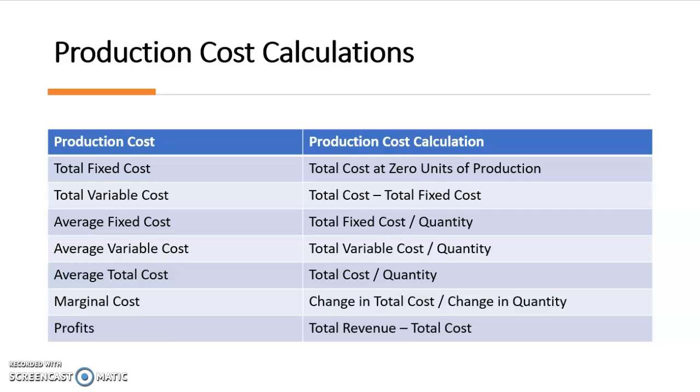We will also look at the total revenue and total cost to determine our profits and losses. This table demonstrates the calculations for the production costs that we've used. The type of production cost being calculated is located on the left, and the actual calculation for that production cost type is on the right.